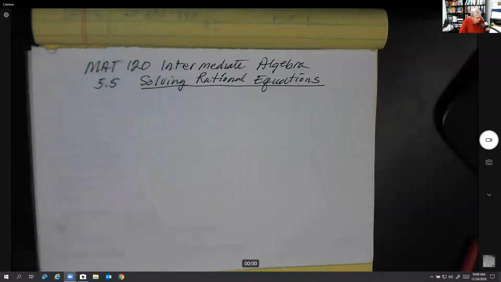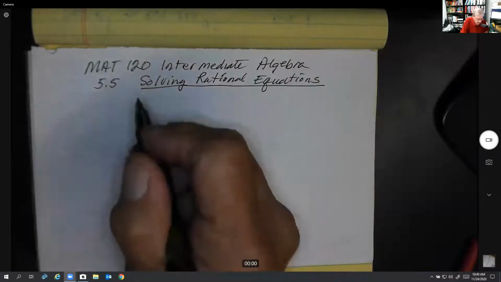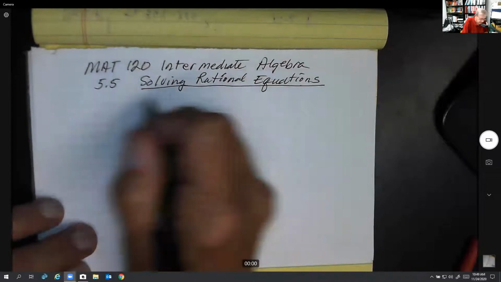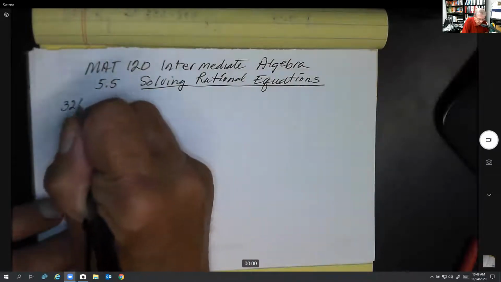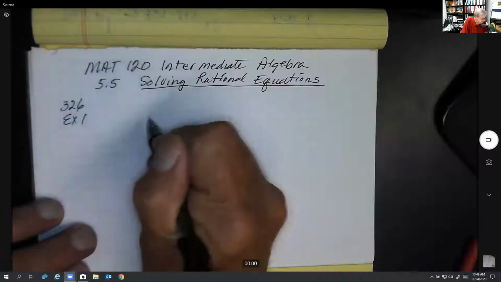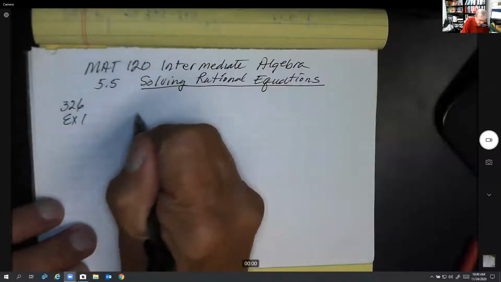What rational equations are is really problems that involve fractions, but the x is probably in the denominator rather than the numerator. So let's start off with the first example. This is on page 326 if you have a book. Example 1. And let's write out this problem.